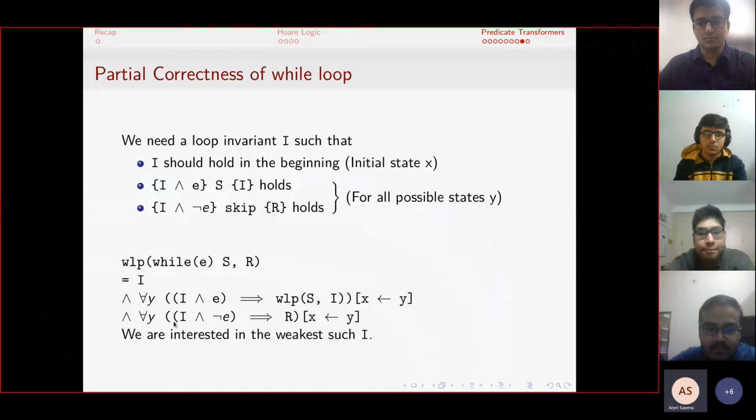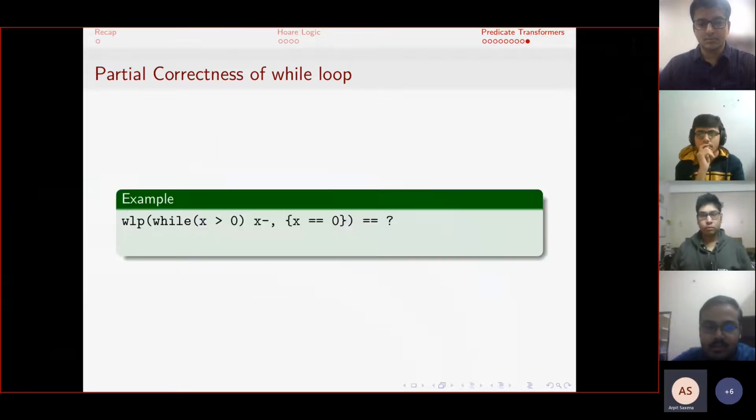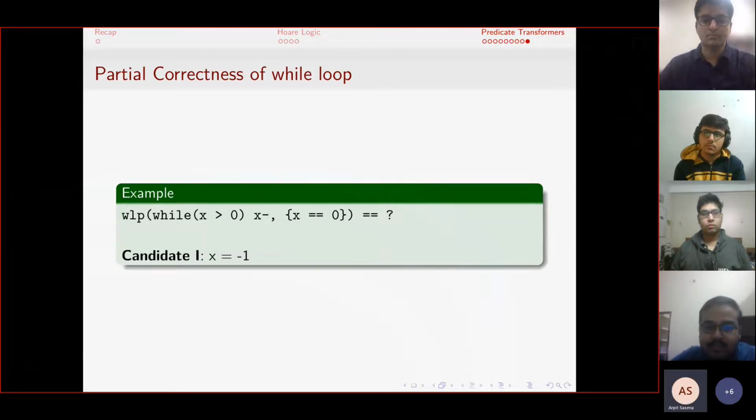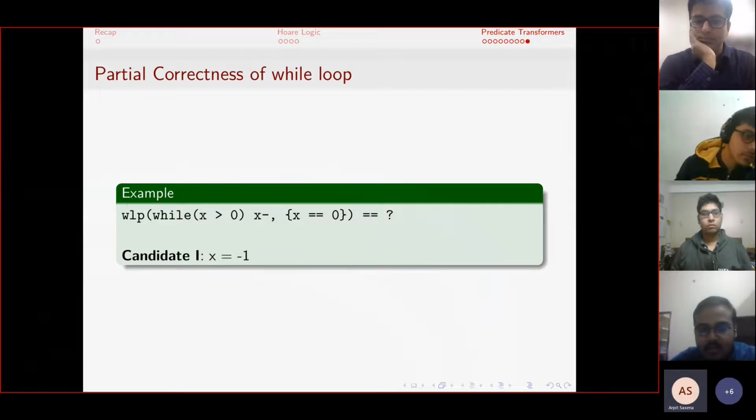Similarly, we have that I and not E implies R, where R is the weakest liberal precondition over skip, and here also we'll replace X with Y. We want to find the weakest such I, to find the weakest liberal precondition. As an example, we are looking at while x greater than 0, do x minus minus, with the postcondition x equal to 0. We are going to look at what the candidate invariants are.